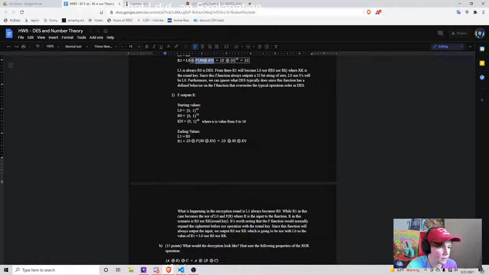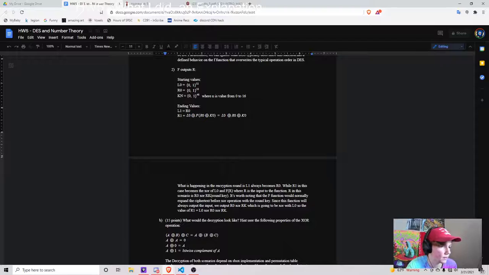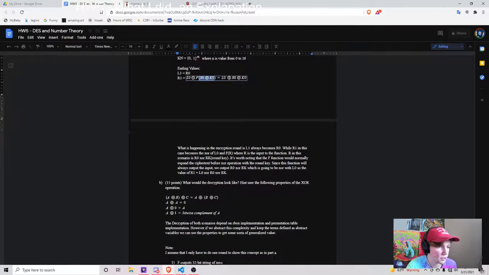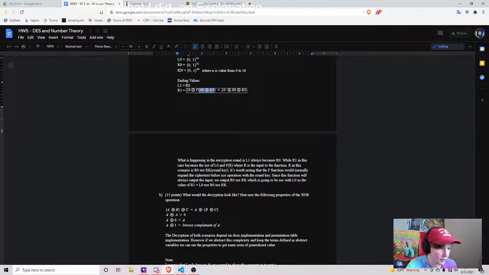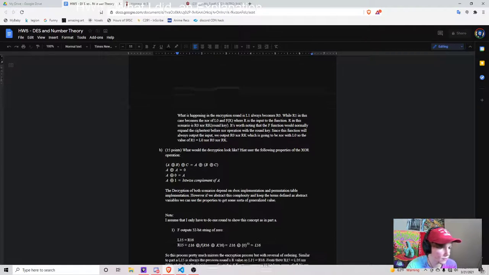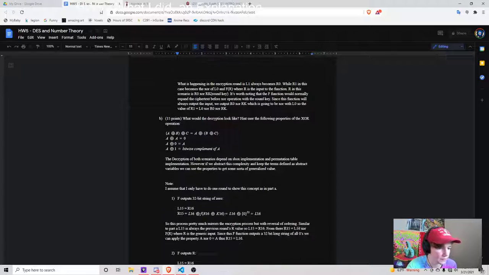Okay, so in this scenario, let's say we have the same definitions, and then from here we have a little bit different math. So L1 is still R0, and R1 is going to be L0 XOR the f of R0 K0. So the f function of the scenario will always put out R0 XOR K0. So it'll be L0 XOR R0 XOR K0. From there, I'm not sure if you can simplify any further. If you can, you would probably need some sort of specifics, but that's as simple as you can get it theoretically, I think.